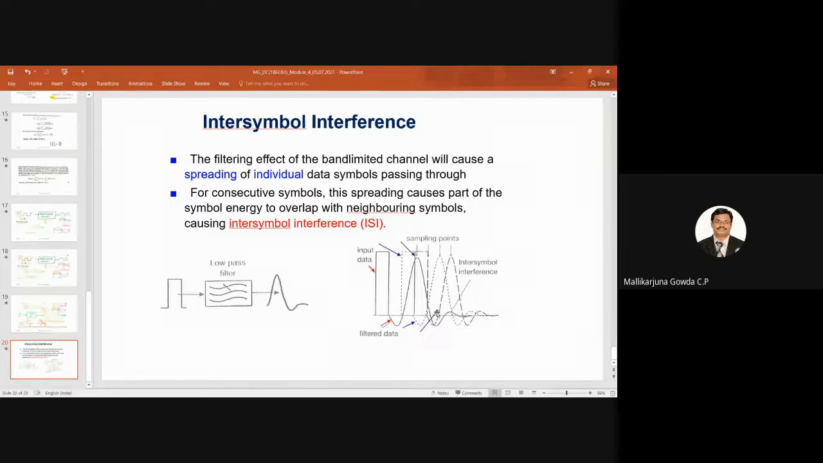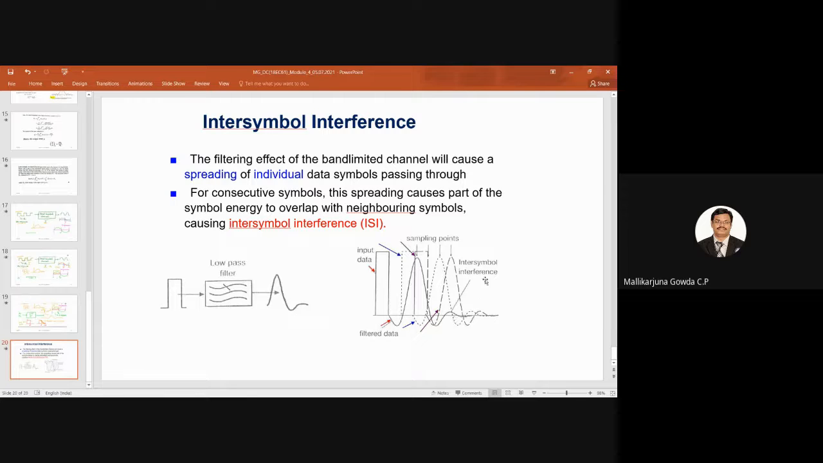What is happening here? You can see the overlap of the present symbol with the previous symbol. Here only one pulse is shown, and for this one pulse I'm getting this. If I have a series of pulses, I will be getting a series of sinc functions. Similarly the next one, and the next one. So there will be an overlap. Are you able to find that overlap of the present symbol with the previous symbol? Yes, sir. So this is known as the intersymbol interference.